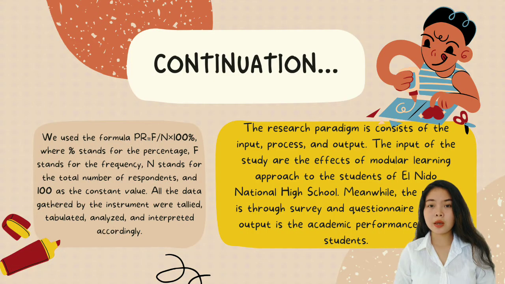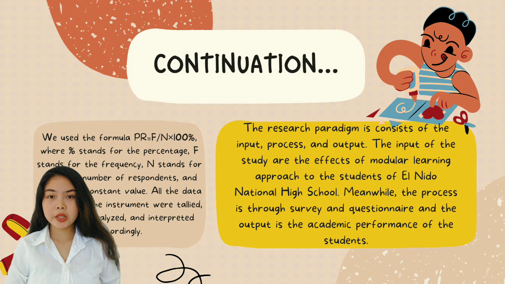We used the formula PR = F / N × 100%, where PR stands for the percentage, F stands for the frequency, N stands for the total number of respondents, and 100 is the constant value. All the data gathered by the instrument were tallied, tabulated, analyzed, and interpreted accordingly.